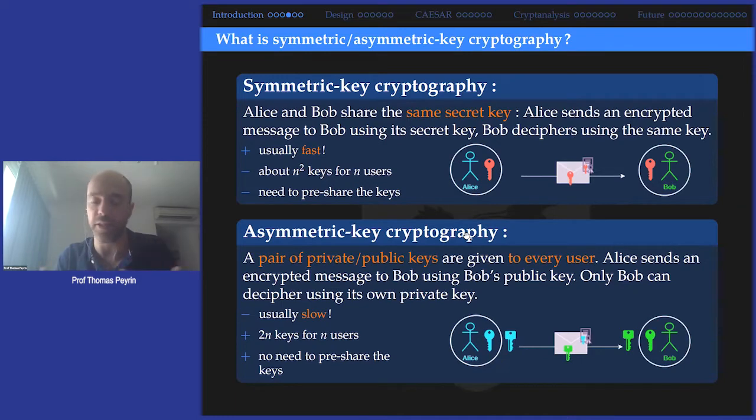The big, big issue is that it's super slow. Most of the types of operations that are used for asymmetric cryptography will involve very large and complex mathematical structures that make them hard to implement and very slow.